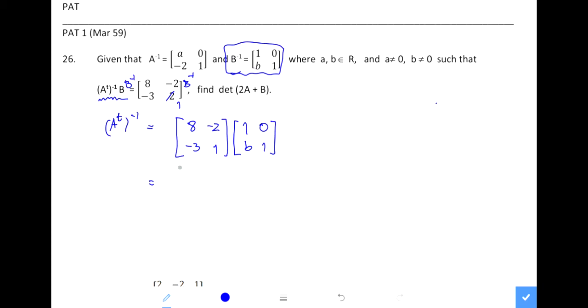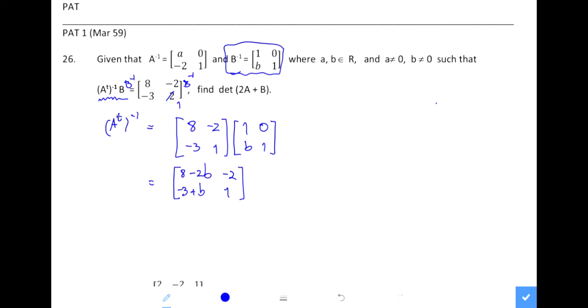So the first number that I get is 8 times 1, which is 8, and then -2 times b is negative 2b. Next one is 0 and -2, so that's -2. Next one, -3 plus b. And then the last one is just 1. So this is what we get.